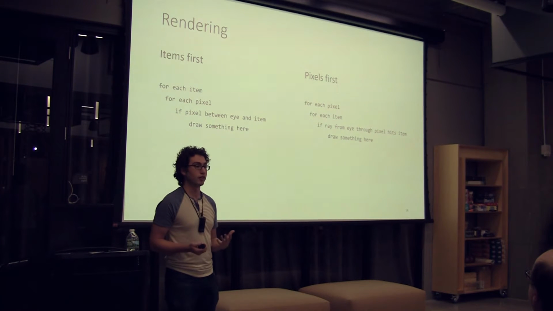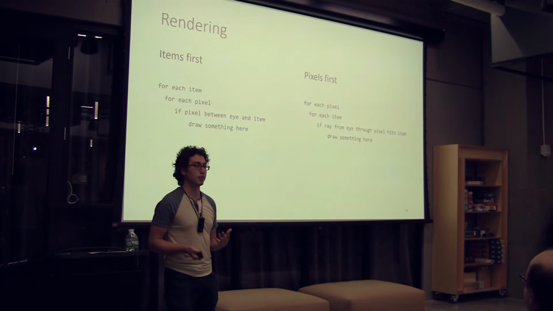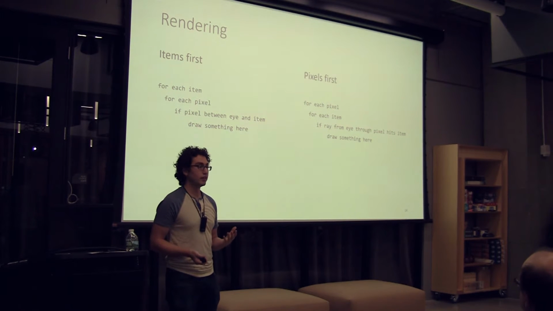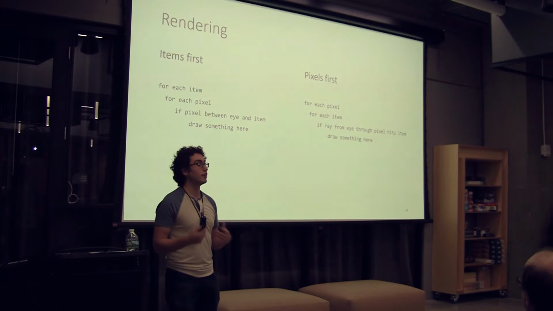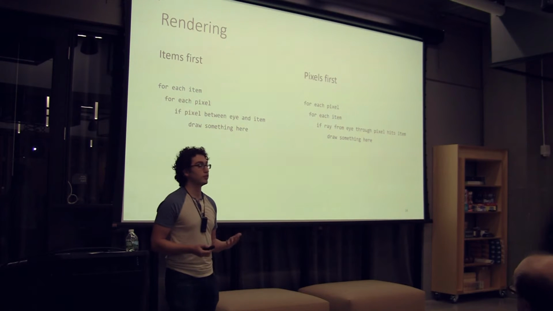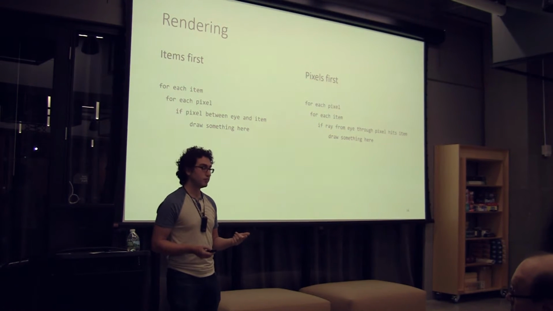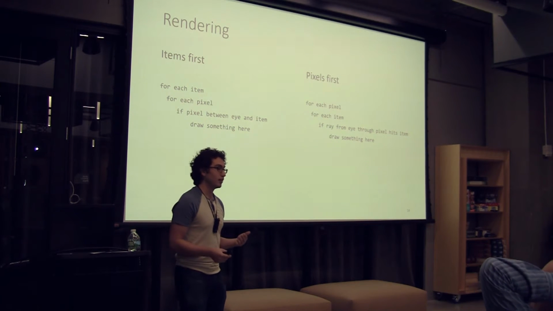So now we have our objects, we have our scene, we have our viewer. Now we want to generate our image, and this is called rendering. We really have two choices on how to do this, and it's going to imply the checks we do and the kinds of things we can actually generate. The first thing we can do is iterate through items. So for each item, for each pixel, we want to find out if the object is going to influence this pixel.